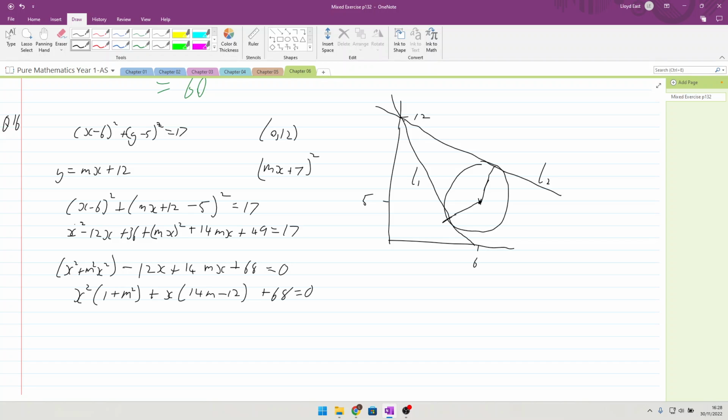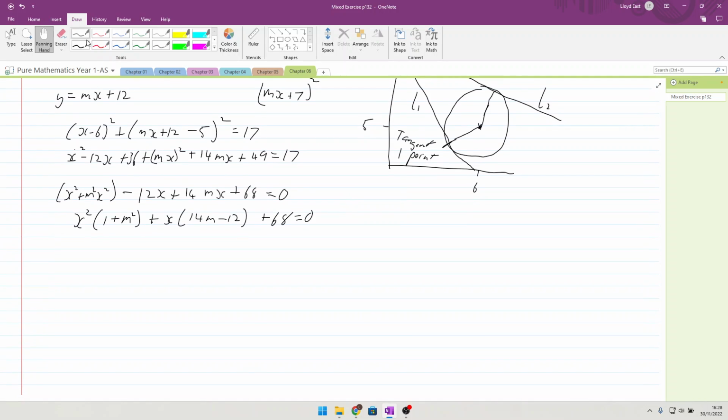L1 is a tangent, which means it has one point, which means we can take the discriminant b² − 4ac, and it needs to be equal to 0 so that it has one solution. So taking a b value of (14m − 12) squared, minus 4 times a, which is (1 + m²), times c, which is 68. That will equal 0 and hopefully have a single solution.